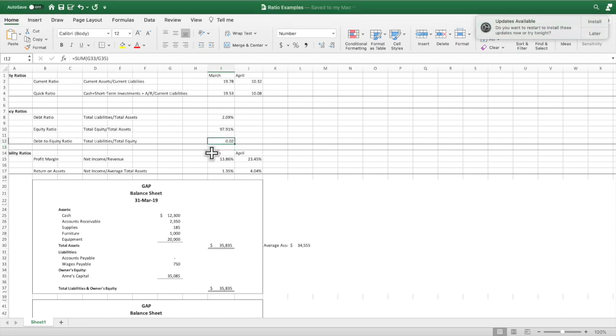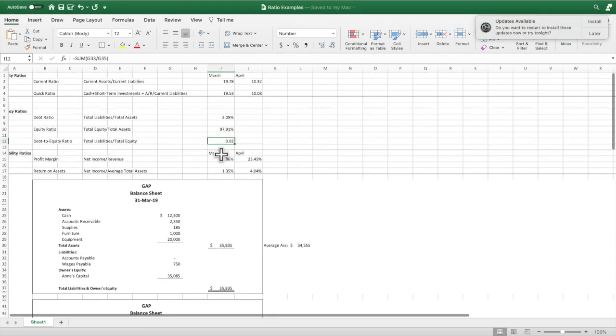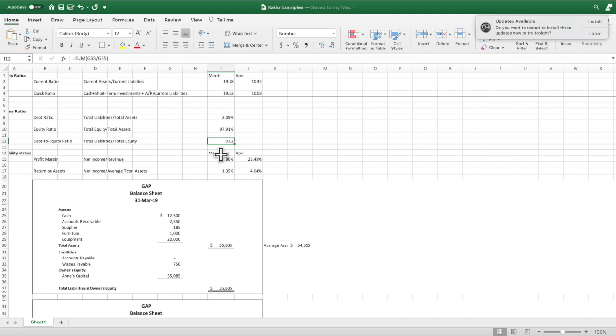What it tells us is that Ann owes very little. It's clear that she has obtained the vast majority of assets through equity instead of liabilities. That's why the debt ratio is so low, and why the equity ratio is close to 100%. The result is that the debt to equity ratio appears very small. You see the debt to equity ratio is 2% or 0.02.